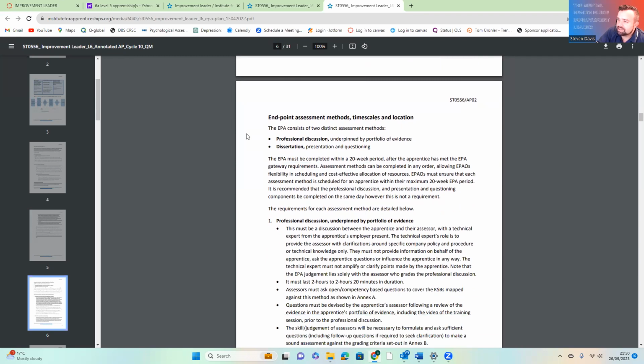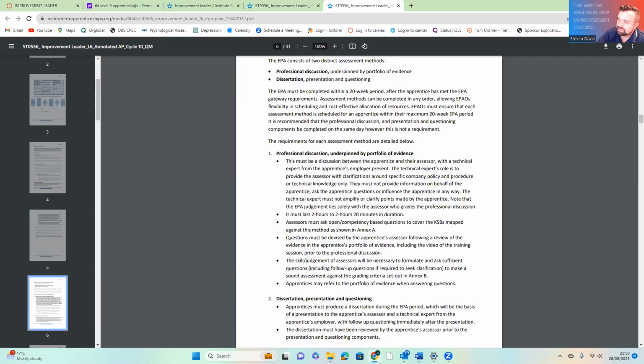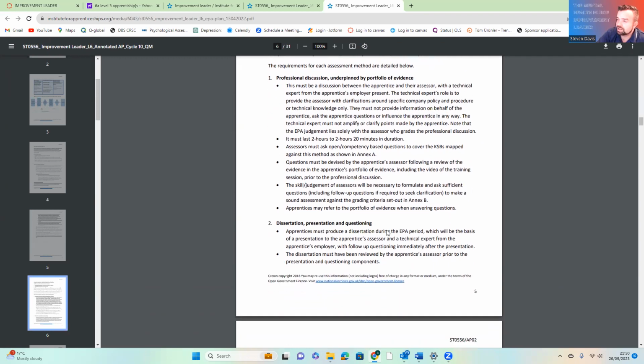After that, the EPA timescale and locations: the professional discussion underpinned by the portfolio, and the dissertation, presentation and questions. So the EPA will complete in a 20-week period. The EPA gateway requirements, assessment methods to be completed in order to be flexible. That's fine, that's just all of that waffle there. So the professional discussion is to last 2 hours and 20 minutes. That's a reasonable discussion time.